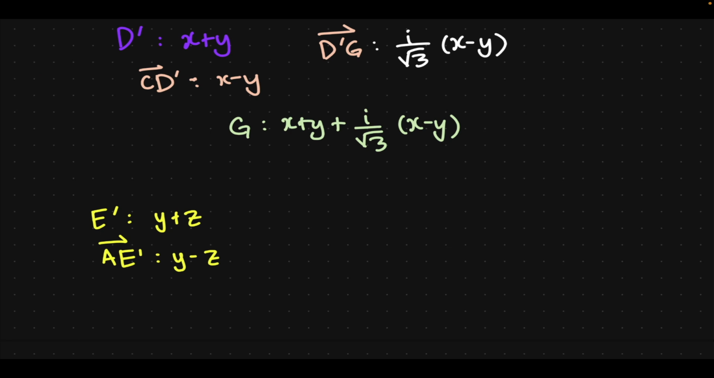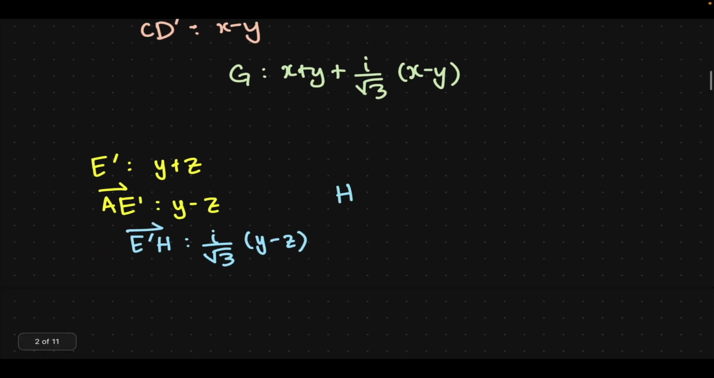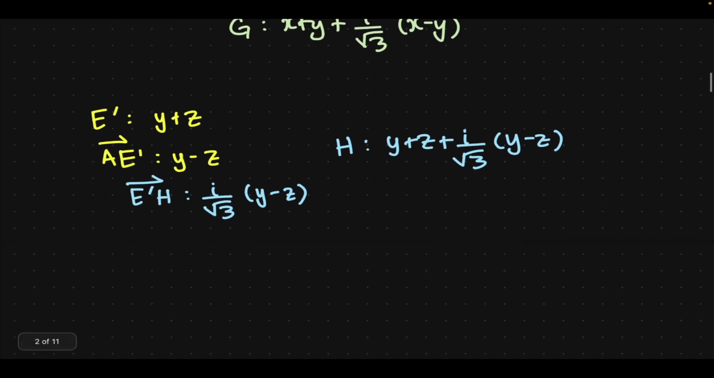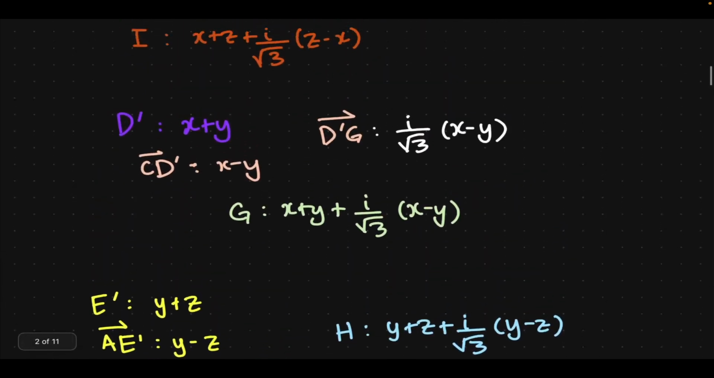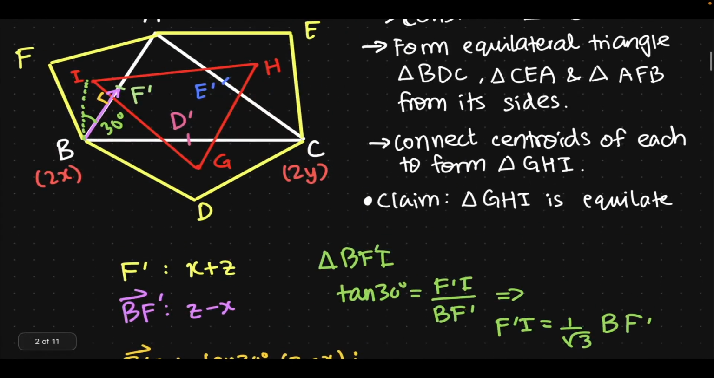and E prime H vector, using the entire geometry discussion, is i over root 3 times y minus z. Perfect. H is actually going to be just add E prime back to it, so y plus z plus i over root 3 times y minus z. Perfect, wonderful.